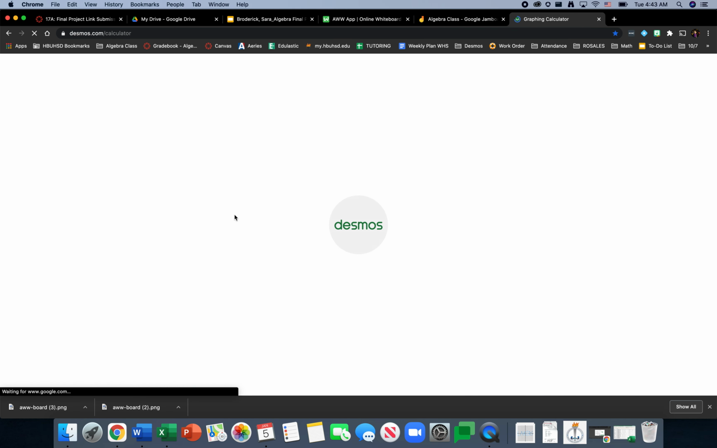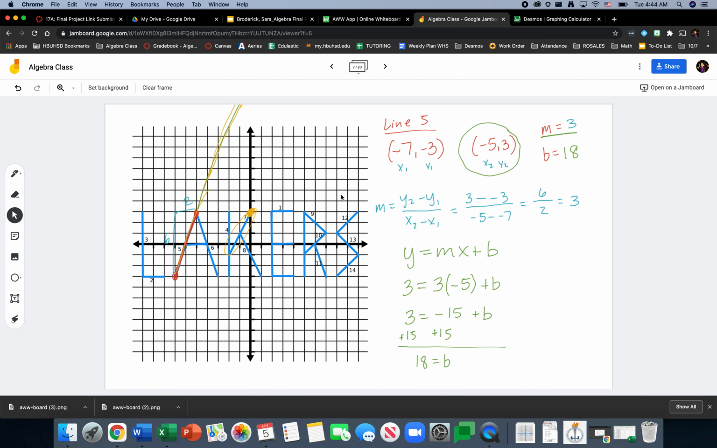Okay, and so far, here's what we know. We know that I needed to find the slope. I could do that either on the graph, or I could use the slope formula. We needed to find the y-intercept, which, again, some of these lines you're going to be able to just do off the graph. Some you're going to need to do the math.